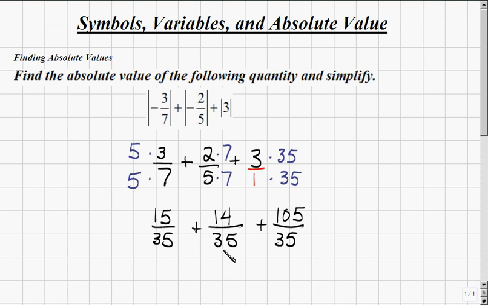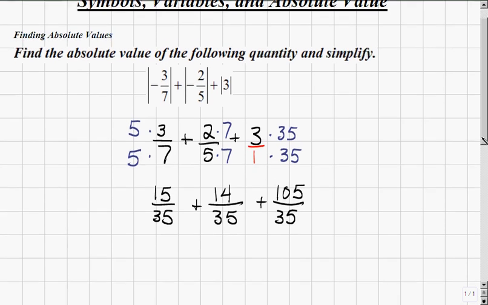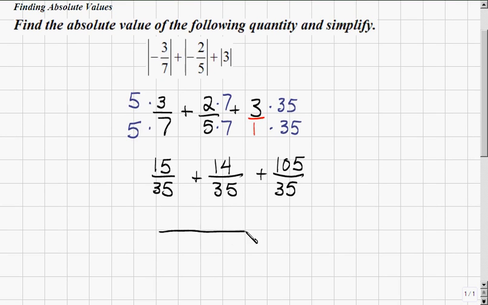So now that we have denominators the same, let's add the numerators. This will become our total over 35. The numerators will add up as 15 plus 14 plus 105. 15 plus 14 is 29, and 29 plus 105 becomes 134 over 35. And this is our final answer.